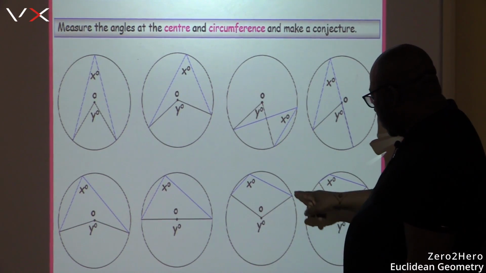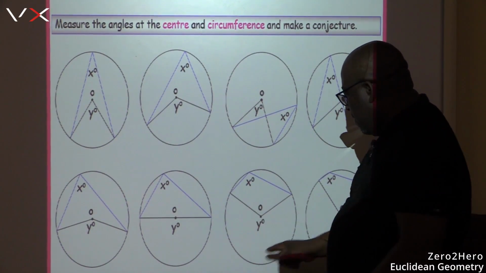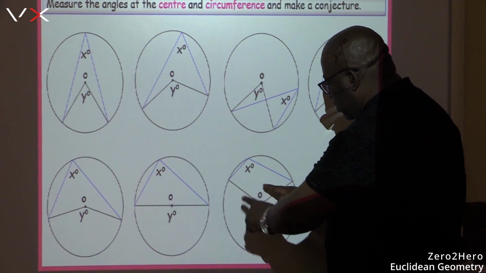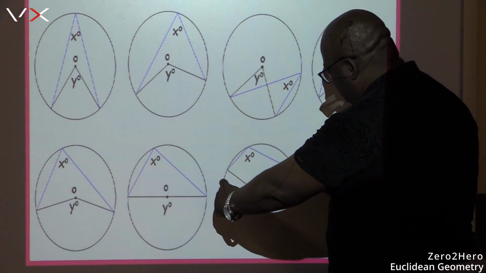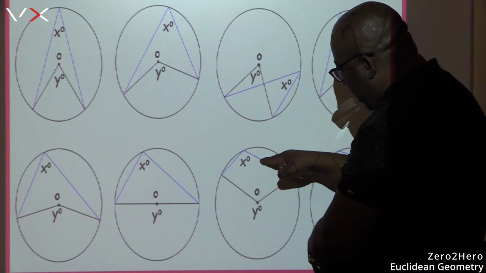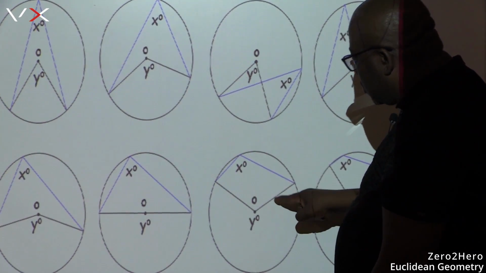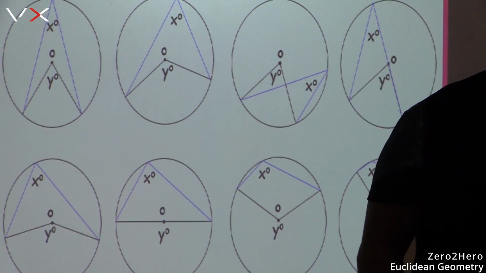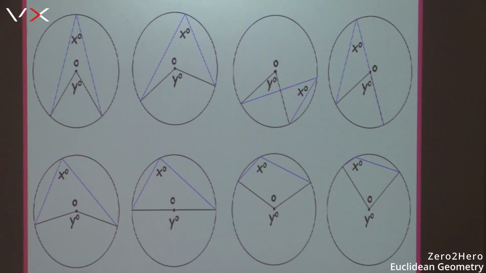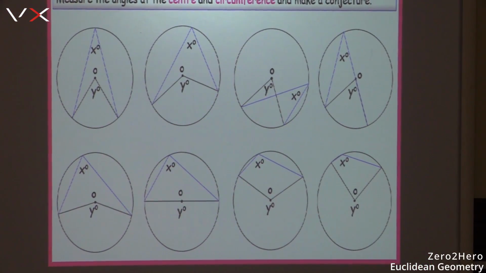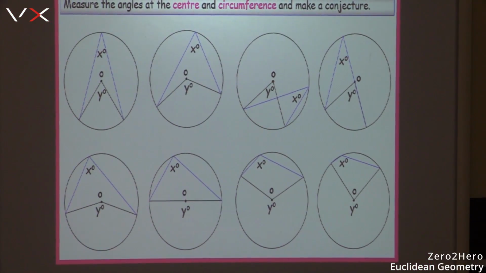Let's look at this one. This is the arc. This arc goes to the center, so this angle here. The same arc goes to the circumference. It's that angle here. So this angle is 2 times bigger than that one. So you must be able to see it no matter how it comes in these 8 different ways. These are all center theorems.